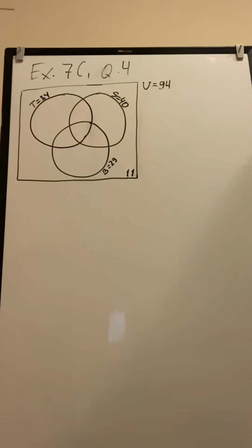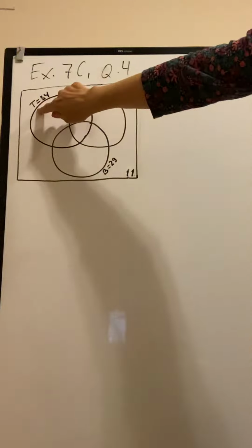11 cars failed for other reasons. 7 cars failed for both tires and steering, 6 for steering and bodywork, and 11 for bodywork and tires. The owner of the garage wishes to calculate the number of cars that failed for all 3 reasons. So let's fill in the information that is given to us into this Venn diagram.